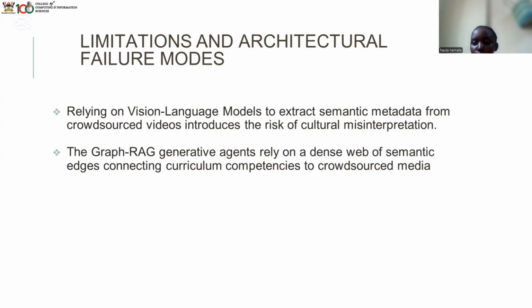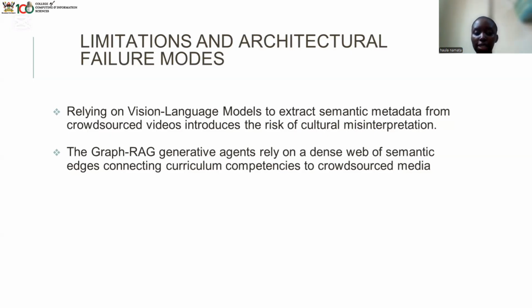And then moving on to the limitations and the architectural failures of the system. These are the major architecture risks and the failure modes associated with the multimodal data warehouse educational system. First of all, cultural misinterpretation. The vision language models may incorrectly interpret localized cultural artifacts or practices, and the semantic extraction errors may propagate through the knowledge graph and affect the educational generation.